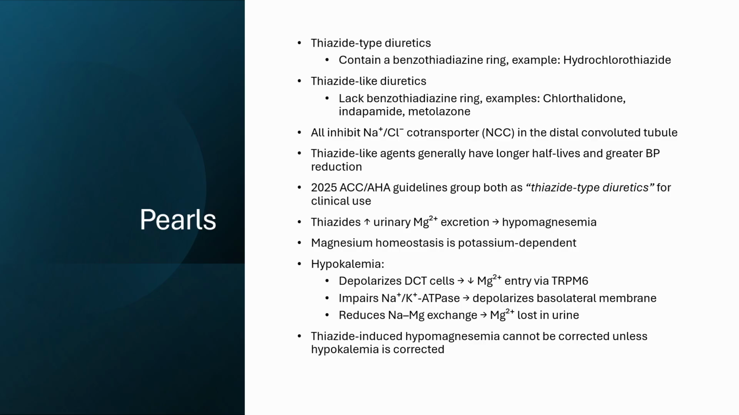What I want to point out is that magnesium homeostasis is tightly linked to potassium. Hypokalemia worsens hypomagnesemia. Potassium depletion directly reduces magnesium uptake in the distal convoluted tubule cells by depolarizing the plasma membrane, reducing the electrochemical driving force for magnesium entry through TRPM6 channels. Hypokalemia also impairs the sodium-potassium ATPase, depolarizing the basolateral membrane potential and reducing the sodium-magnesium exchanger, which normally allows magnesium to enter the bloodstream, which creates a bottleneck where magnesium is lost in the urine instead of being reabsorbed.